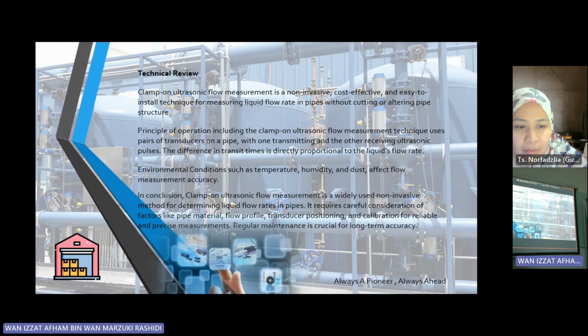And the last one is the conclusion. Clamp-on ultrasonic flow measurement is a widely used non-invasive method for determining liquid flow rates in pipes. It requires careful consideration of factors like pipe material, flow profile, transducer positioning, and calibration for reliable and precise measurements. Regular maintenance is crucial for long-term accuracy.